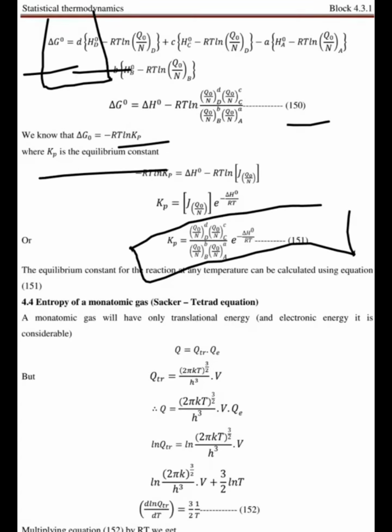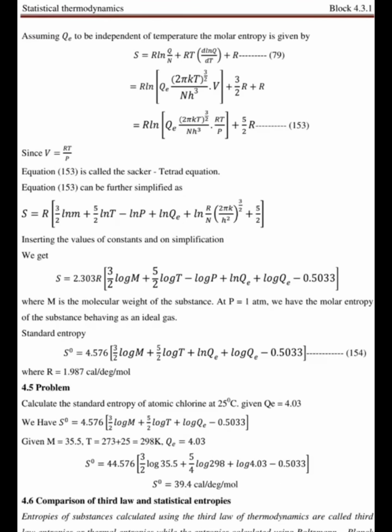where Q positive is the energy transferred into the system. Where Q is in the positive mode means it is the energy transferred into the system. If it is negative, it means energy transferred out of the system. So that we are going to calculate here. Q is equal to Q translational into Q electronic. Q is independent of the temperature. The molar entropy is given by S is equal to the equation 79, where we derived the equation 79.